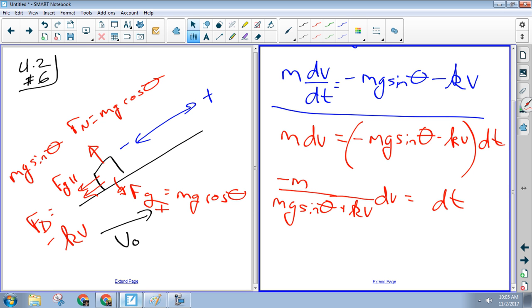Yeah, Adam. So dv isn't divided by the mass because it's not really there. Say that again. So dv isn't with the negative m being divided by... You could put the dv up here if you wanted. Doesn't matter. Is that what you're asking? You don't have to put it there, but it doesn't have to be divided by the negative mg sine theta minus kv because it's not there.